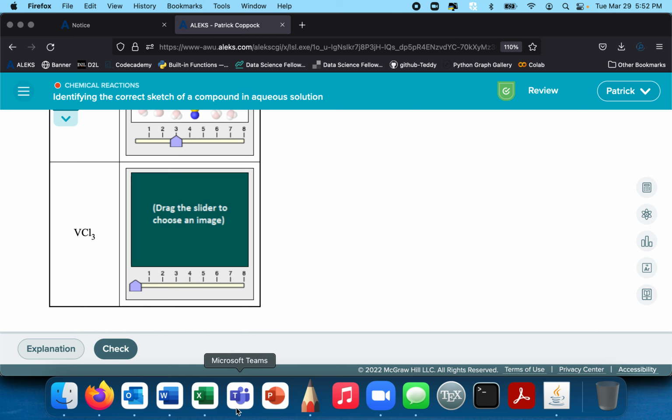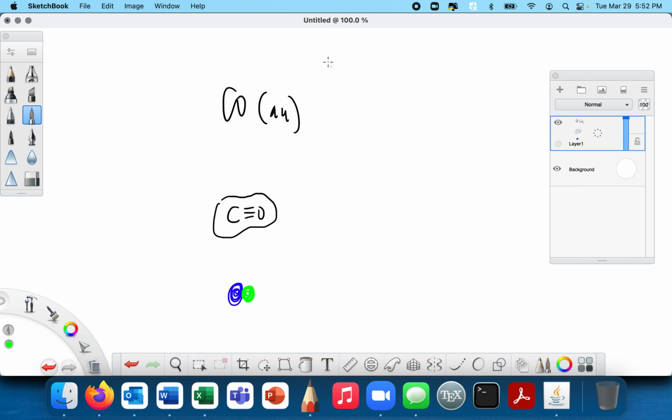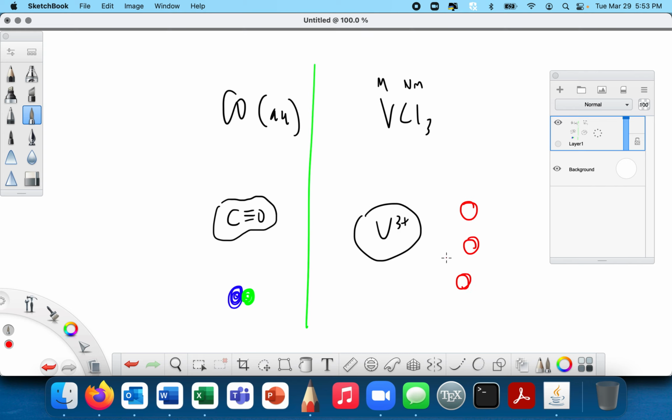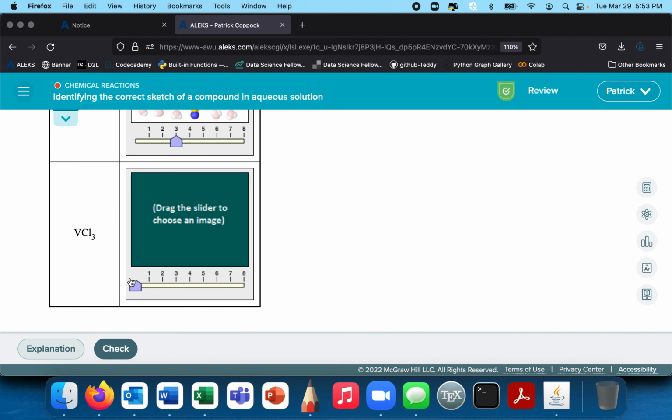Now, VCl3. Okay, what's that? Well, VCl3, you have a metal, right? And you have a non-metal. So this is definitely going to be broken up into a vanadium 3 plus ion and 3 chlorines. Let's choose a different color for those now. We're going to see an ion that's broken up 1-to-3. That's what we're going to see here. So you see, I'm predicting in advance. So it really is a way different kind of question if I predict in advance.